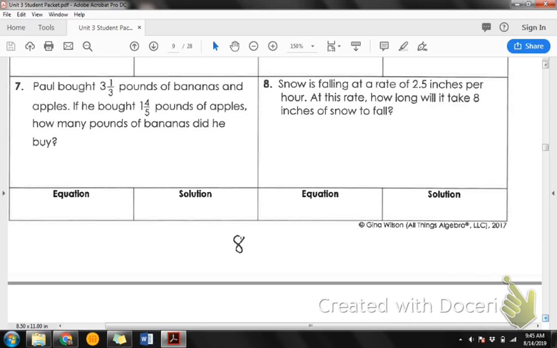Snow is falling at a rate of 2.5 inches per hour. At this rate, how long will it take 8 inches of snow to fall? Okay, so X is going to be the number of hours or the time, whichever one you want to put, number of hours or the time. What's our total going to be in this one, Becky? What's your total number? 8. Okay, so if you have something equals 8, you're getting partial credit already.